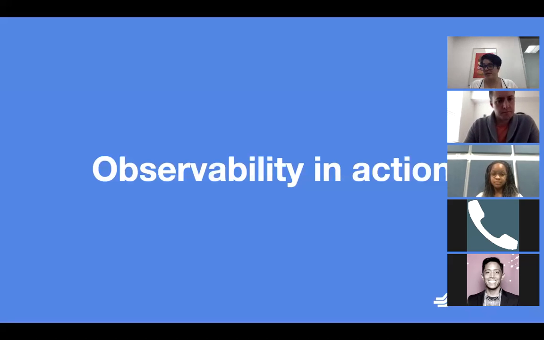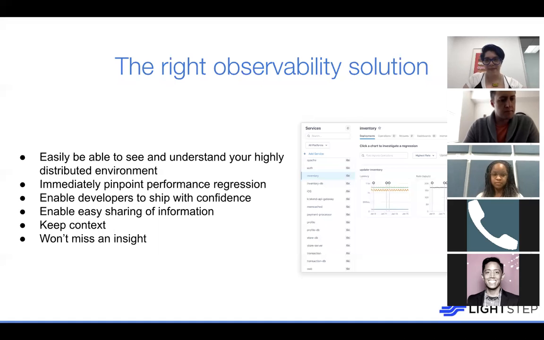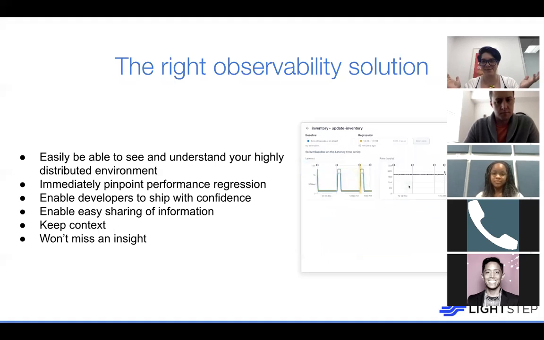So that means that we have to think about observability in action. What does it look like? That means you need an observability solution. Great news, Lightstep is one. We got to that part of the presentation.